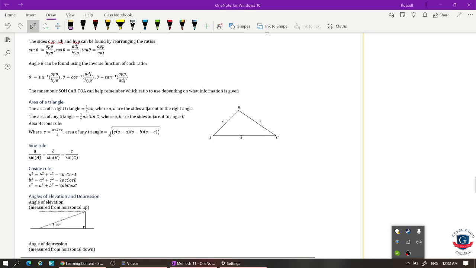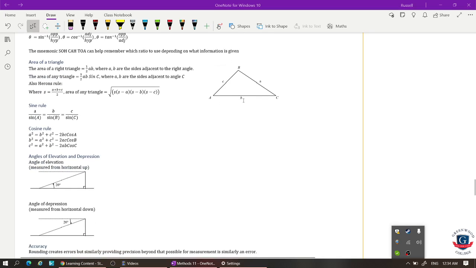This side and this side would be A and B. And if we know that angle and the length of the two sides next to it, multiply them all together in the form half AB sine C, that will give us the area of this triangle. We can also use Heron's rule when we know all three sides. First find S, which is just A, B, C added together divided by 2, and then substitute A, B, C and S into this equation, and it will also give you the area.